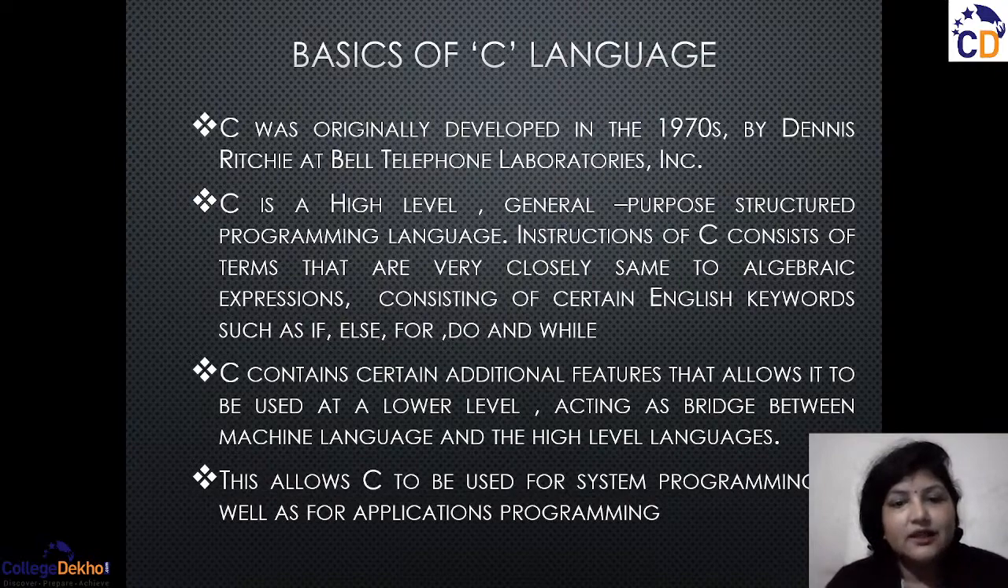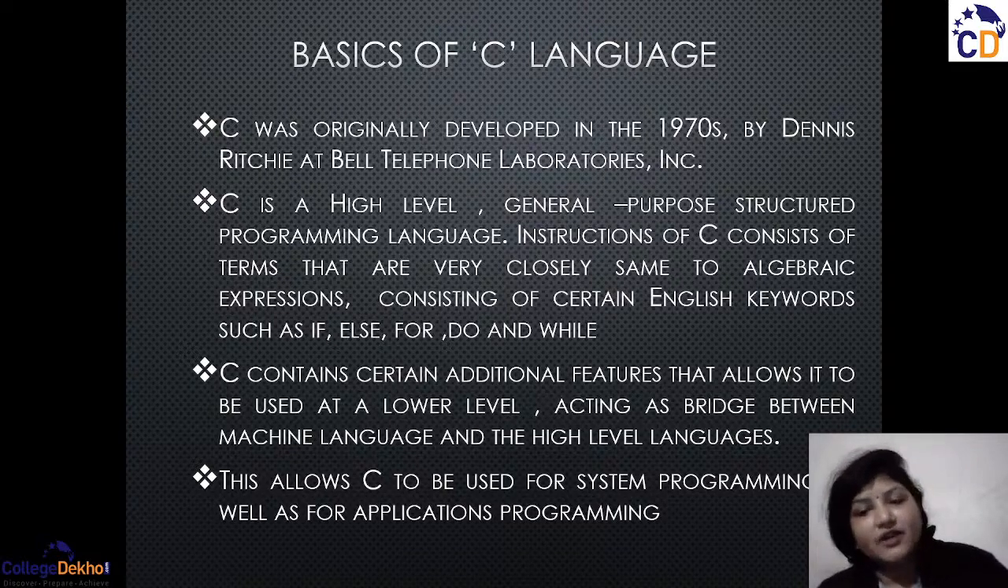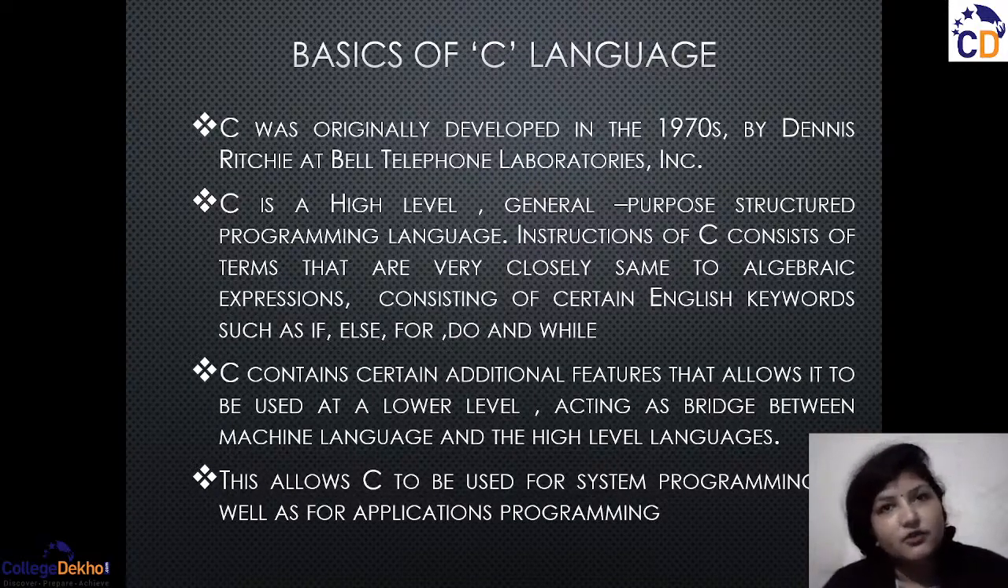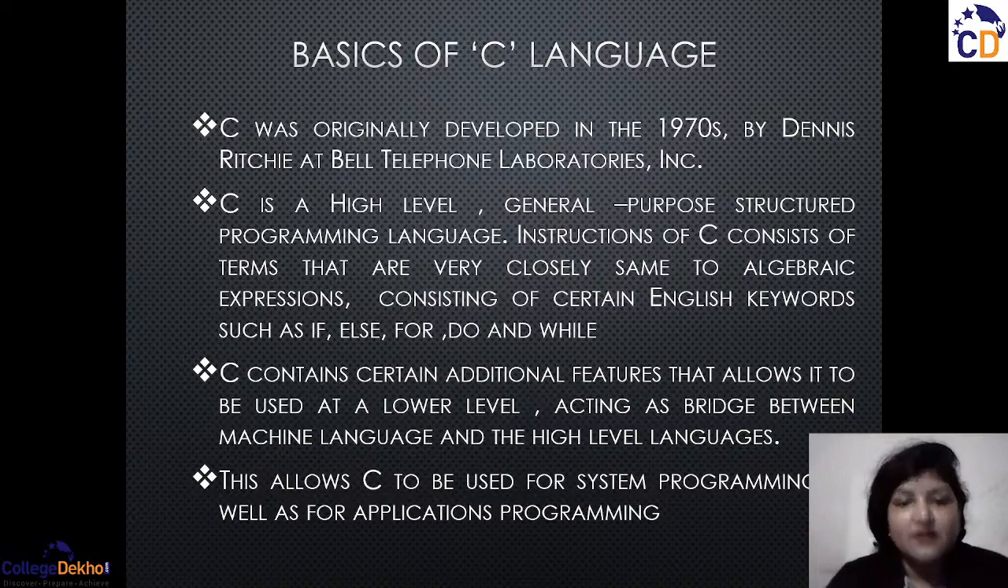C contains certain additional features that allow you to use that language at lower levels. Also, it is acting as a bridge between machine language and high level languages. This allows C to be used for system programming as well as for application programming. So it may be used for maintaining the system also. It may be used for building applications also, right? So this is the advantage of why we learn the C language, right?